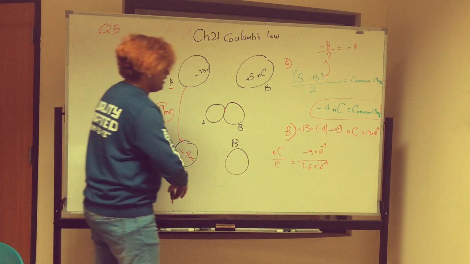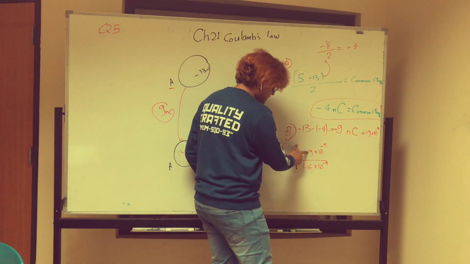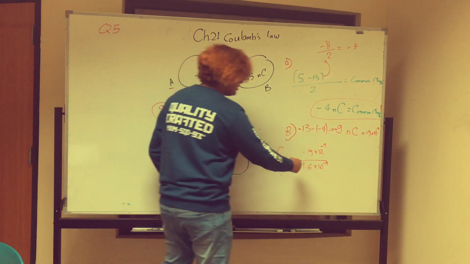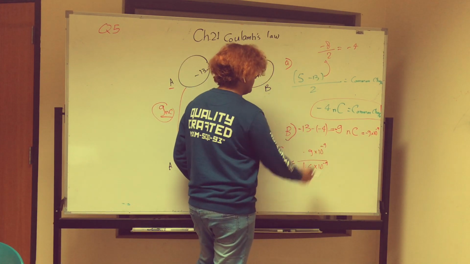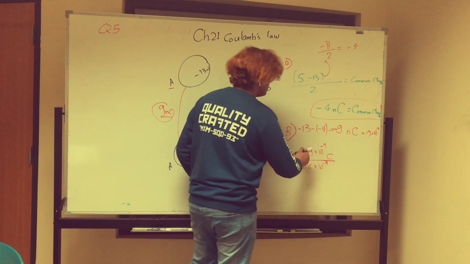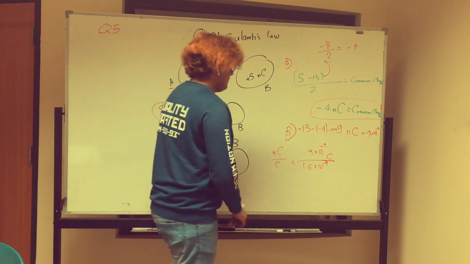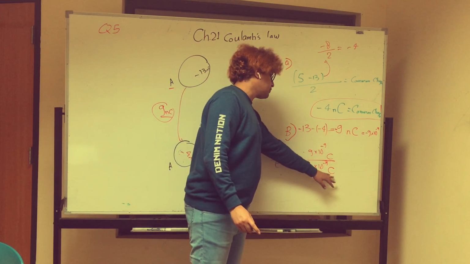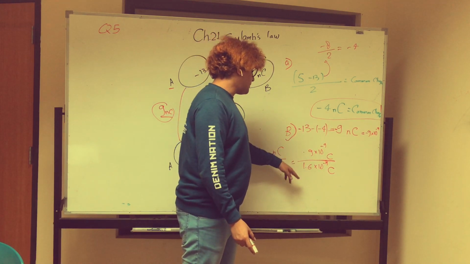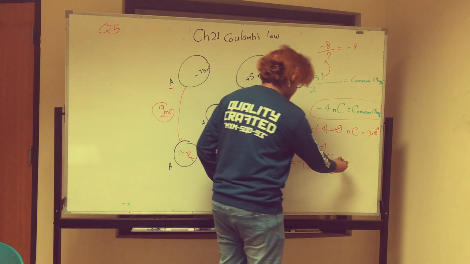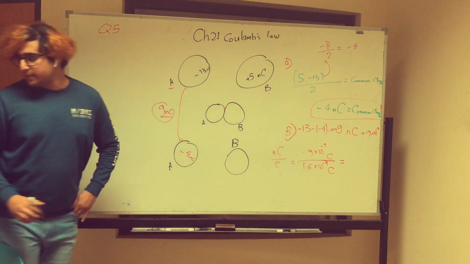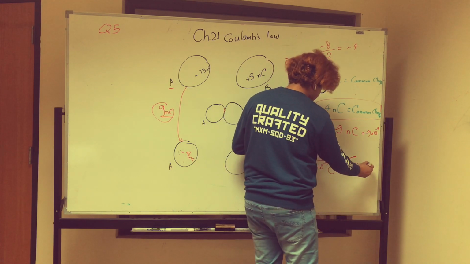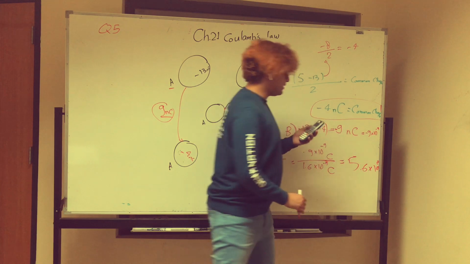9 nanocoulombs. Okay, so first things first, let's convert this into coulombs. So 9 times 10 to the negative 9, which is equal to our charge transferred in coulombs. Then divide that by the charge of 1 electron, which we know is a given value in coulombs. So if you divide this value by this value, you'll be getting the number of electrons. And that would be something like this. So it's going to be 5.6 times 10 to the 10. And that is your answer.